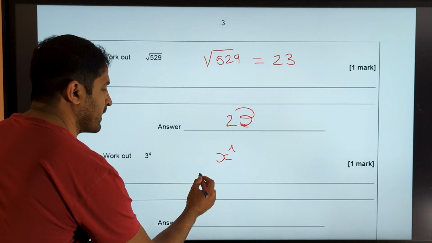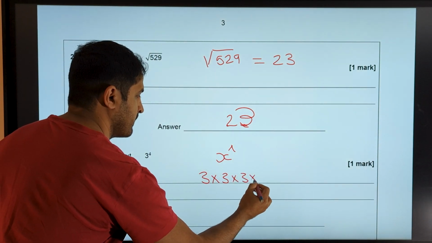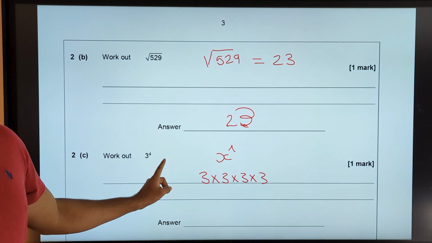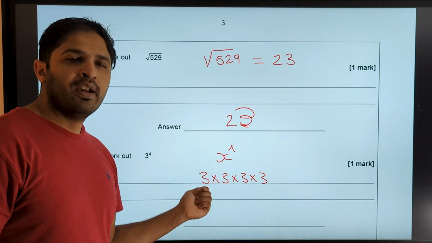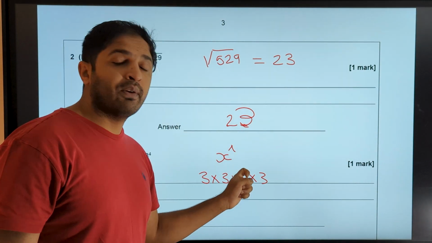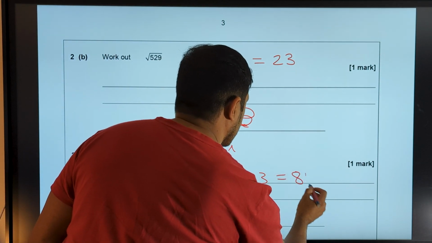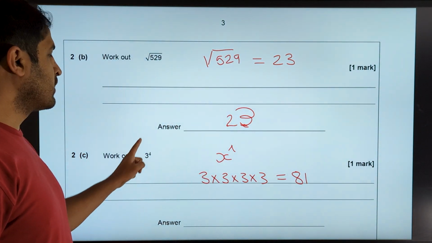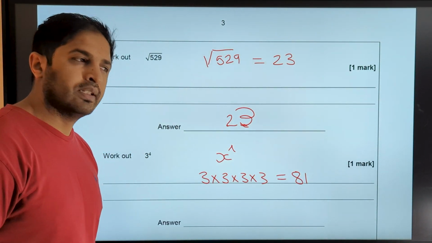3 to the power 4 means 3 multiplied by itself 4 times. So even if you don't have a fancy calculator, you can still do that. 3 times 3 is 9, 9 times 3 is 27, and 27 times 3 will give you 81. Again, you can put that straight in the calculator, or you can write it like that and work out the answer.